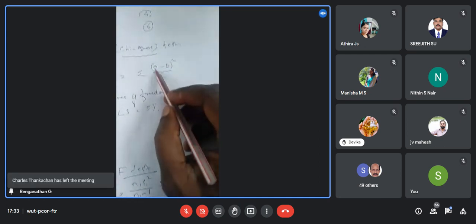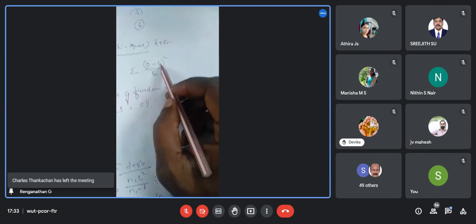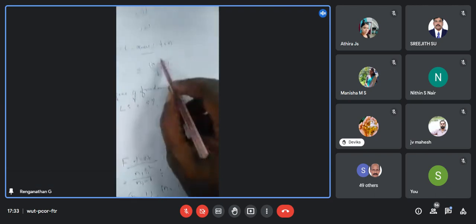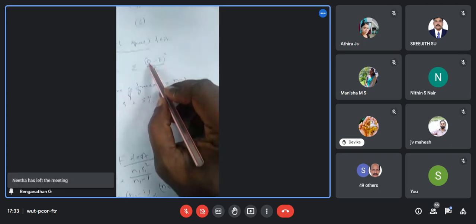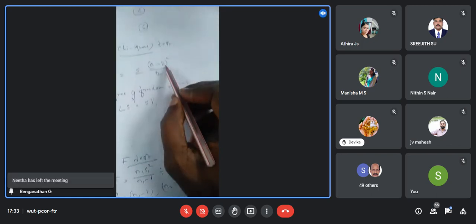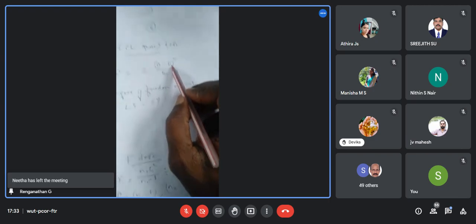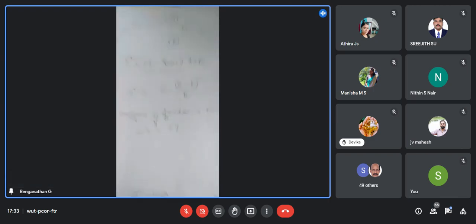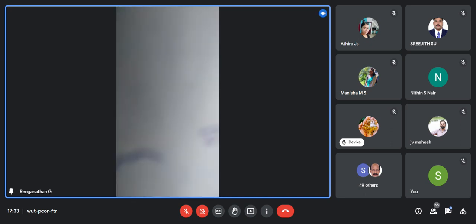O means observed frequency. E is equal to expected frequency. You have to note that O is equal to observed frequency, E is equal to expected frequency. When observed data and expected data are given in your question, just simply use the X-square test or chi-square test.